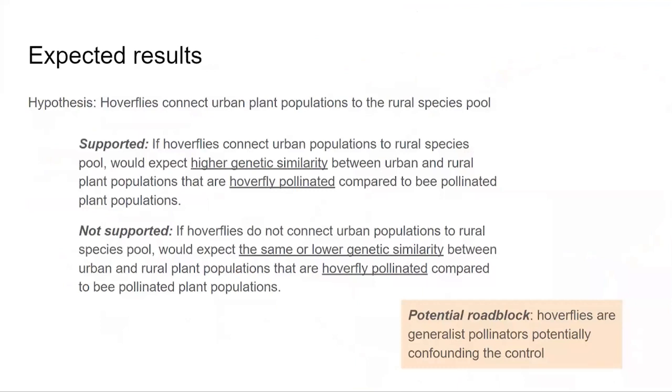So my expected results, if my hypothesis is supported, there would be higher genetic similarity between the urban and rural populations of the hoverfly pollinated plants versus the bee pollinated plants. And if it was not supported, there would be similar or lower genetic similarity between the hoverfly and the bee pollinated plants. One potential roadblock that I identified was that because hoverflies are generalist pollinators, there might be some overlap of what the bees were pollinating.